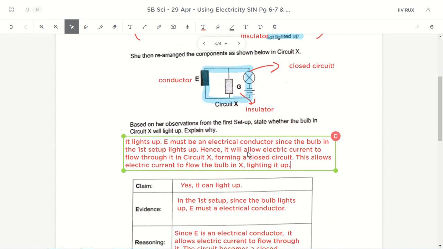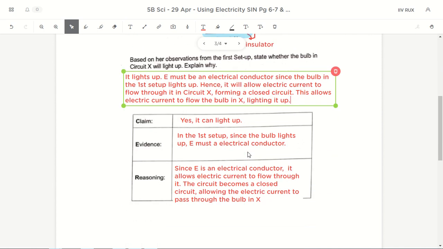Okay, so one leads to another. E being a conductor means that it can allow electricity to pass through, means it becomes a closed circuit in X, means that electric current can also flow through the bulb, therefore the bulb lights up. So you have to be able to link from one small point to another small point to another small point. There's a lot to copy, so you might want to pause the video, copy it, and listen again to hear the explanation.